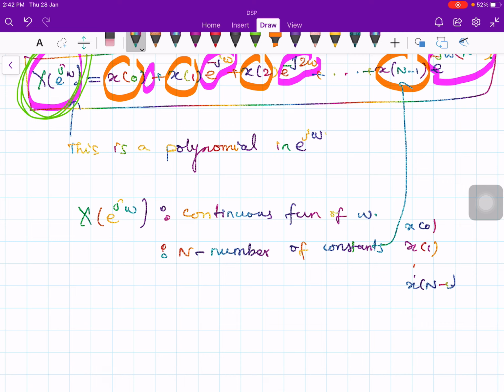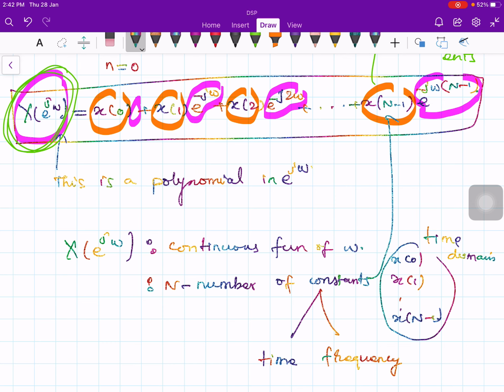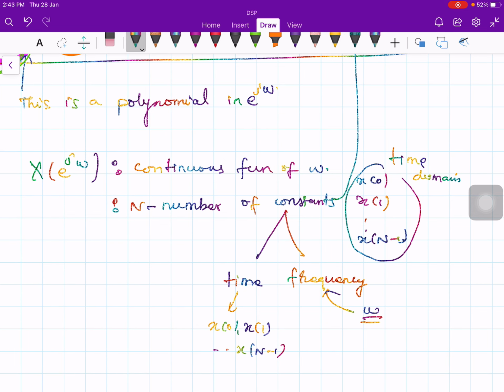These constants can be in the time domain or they can also be in the frequency domain, but here the constants are in the time domain, x of 0, x of 1, like that. In the time domain it is already given: x of 0, x of 1, x of 2, up to x of capital N minus 1. In the frequency domain, the variable is omega. It is a polynomial, so the variable is omega, and the constants are capital X of 0, capital X of 1, like this, capital X of N minus 1.